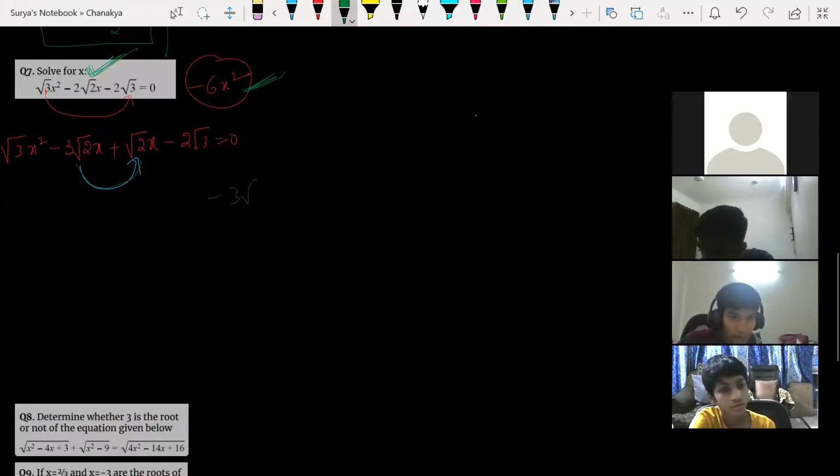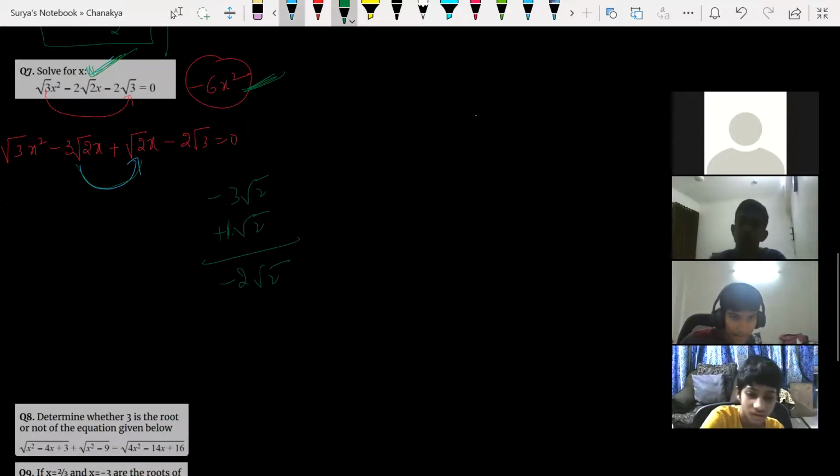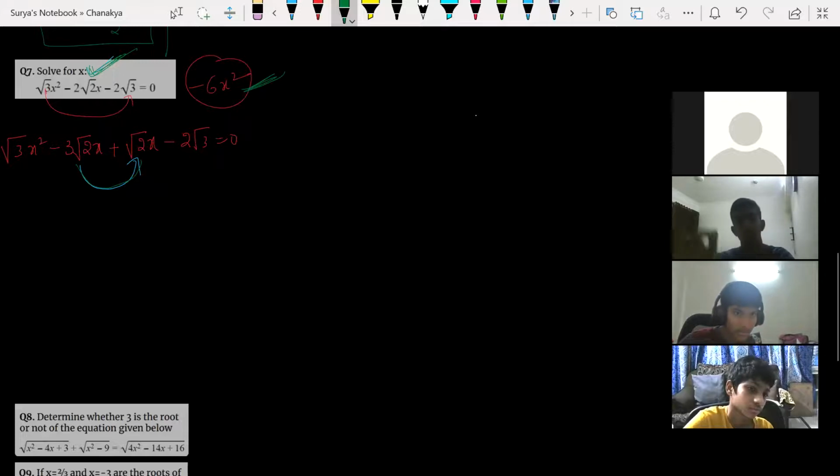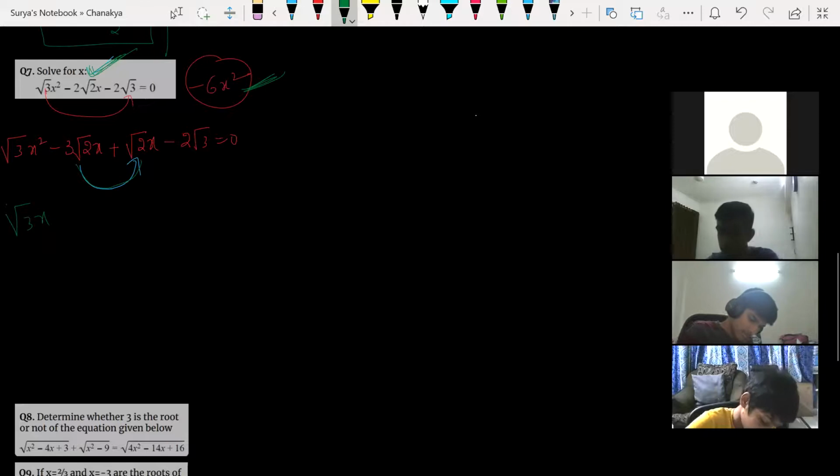See here, minus 3 root x plus 2 root x. What I'm going to get here? One time of root x. So minus root x, right? Yes, sir. Adding only. Look at this. What I'm going to get now? Shall I take root 3 common? If I take root 3x common, what I'm going to get here?